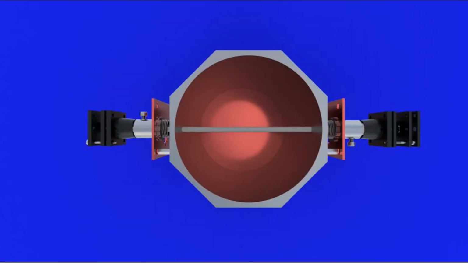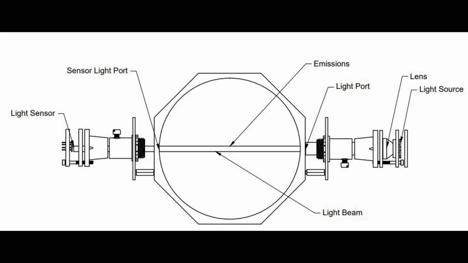This is a rendering of a percent transmission and opacity system. The light source is on one side, the light sensor is on the other side, with the light beam going through the emitted smoke. We are looking down the chimney. With a device like this, we can measure opacity.